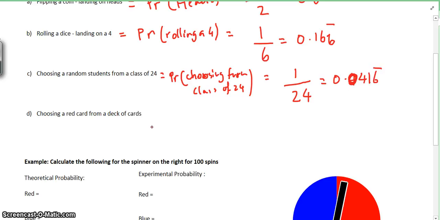The last question is choosing a red card from a deck of cards. So probability of choosing a red is equal to, this one's a bit different, because now if we imagine a deck of cards has 52 cards in them. But how many of them are red? Half of them are red. So in this case, we have a total of 26 out of 52 cards that can be chosen, because 26 are red, 52 are in total in the deck. This simplifies down to 1/2, or again, 0.5.